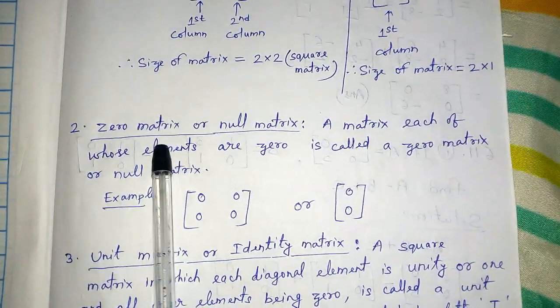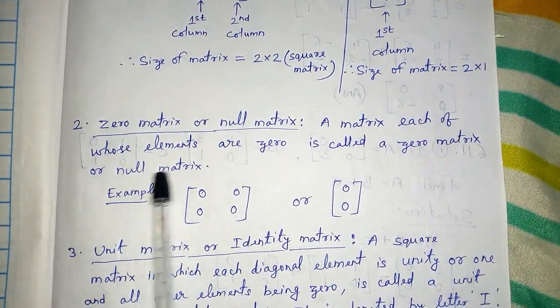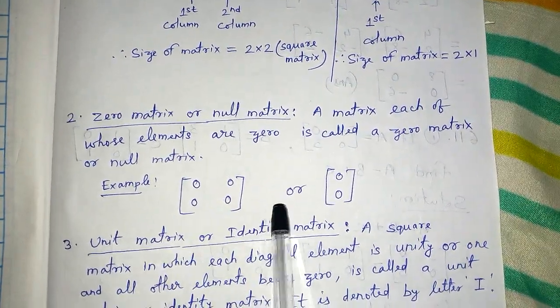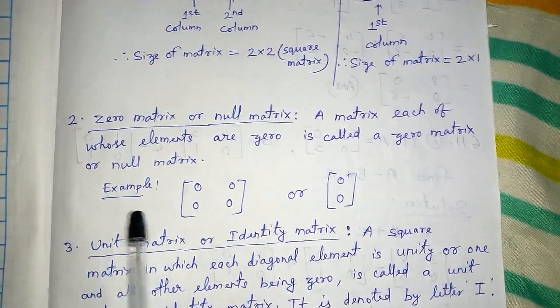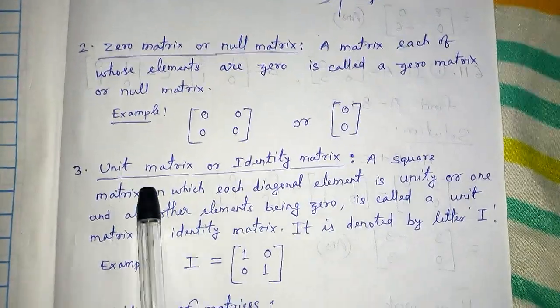Now, the zero matrix or null matrix: a matrix each of whose elements is 0. Let it be 2 into 2 size or 2 into 1 size. When everything is 0, such a matrix is called a zero matrix or null matrix.